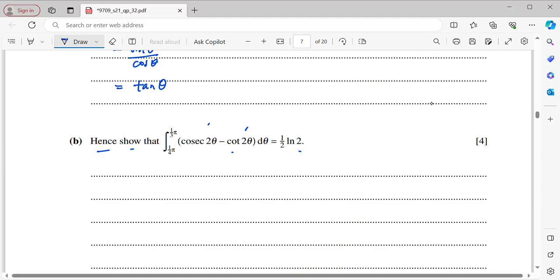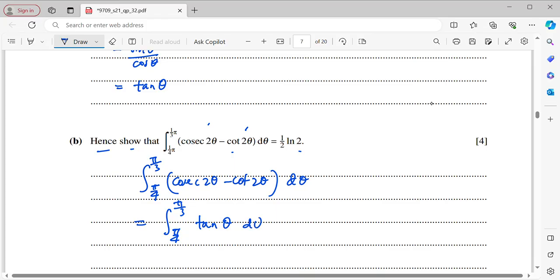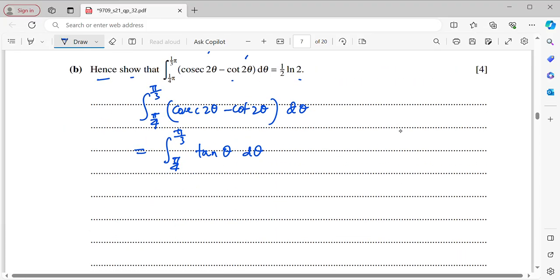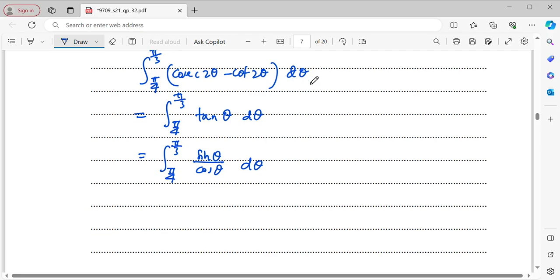So then, the integration from pi over 4 to pi over 3 of cosec 2 theta minus cot 2 theta d theta will be the integration of tangent theta. To integrate tangent theta, we need to change to the definition of tangent theta, which is sine theta over cos theta. This is the only method to integrate tangent theta.